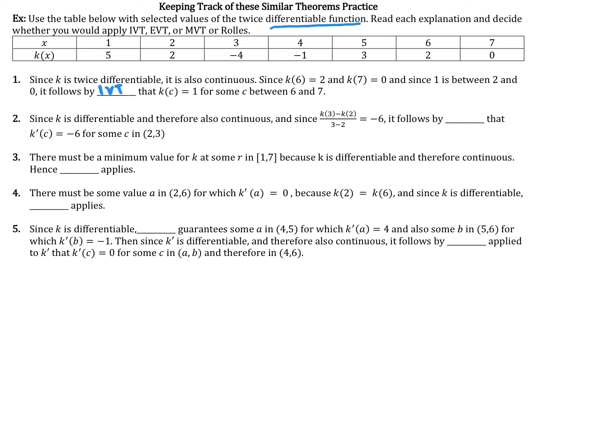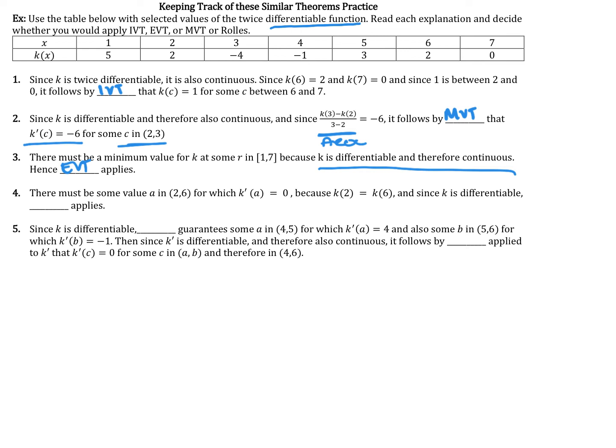Number 2 says, since K is differentiable and therefore continuous, this right here looks like average rate of change. So the average rate of change equals -6. It follows by some theorem that K prime of C must equal 6 in the open interval. Well, that is all of the requirements for the mean value theorem. For number 3, there must be a minimum value for K at some R in the interval from 1 to 7 since K is differentiable and therefore continuous. So this is asking us about absolute extrema. That's going to be the extreme value theorem.